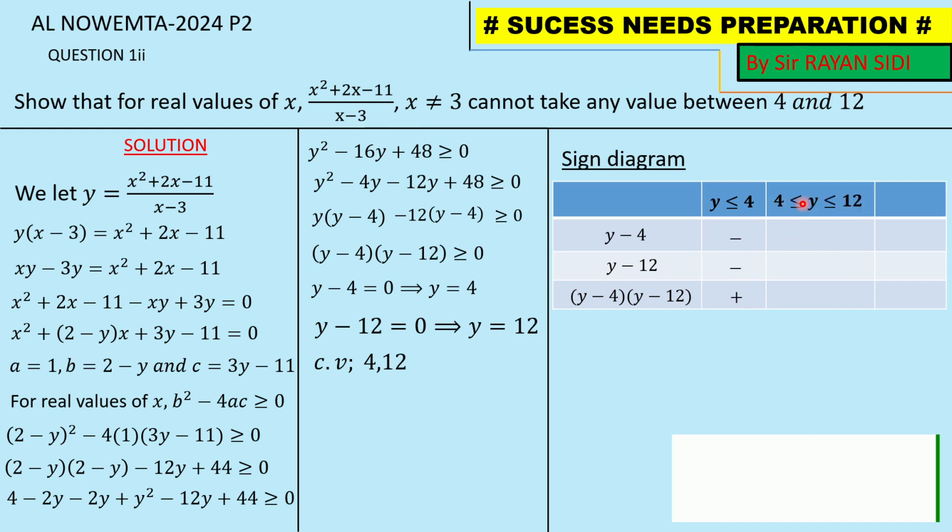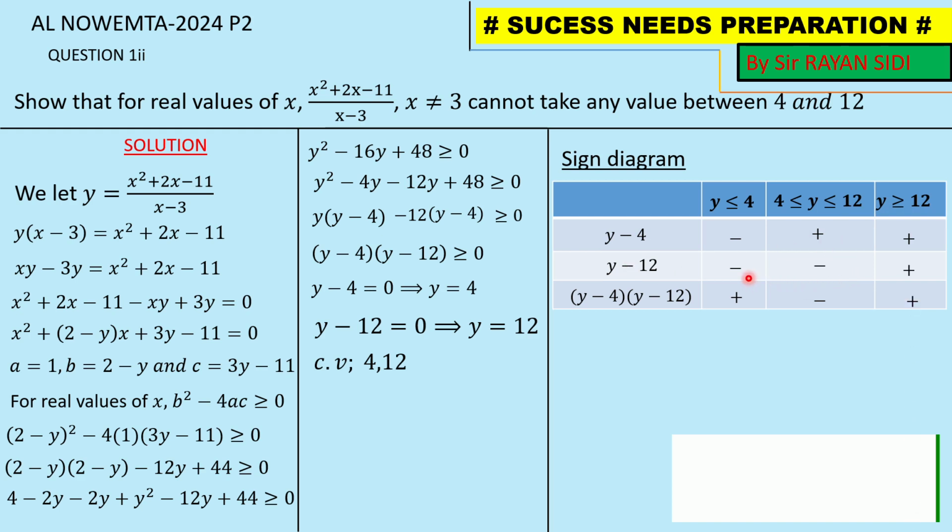Now the next boundary is from 4 to 12, because remember the critical values. In between 4 and 12, you can have any number. Don't go far. 5, for example. 5 minus 4 is 1, is positive. 5 minus 12 is negative 7, is negative. Positive times negative is negative. So now the next boundary is y greater than or equal to 12. Take 13, for example. 13 minus 4 is positive. 13 minus 12 is positive, then positive times positive is positive.